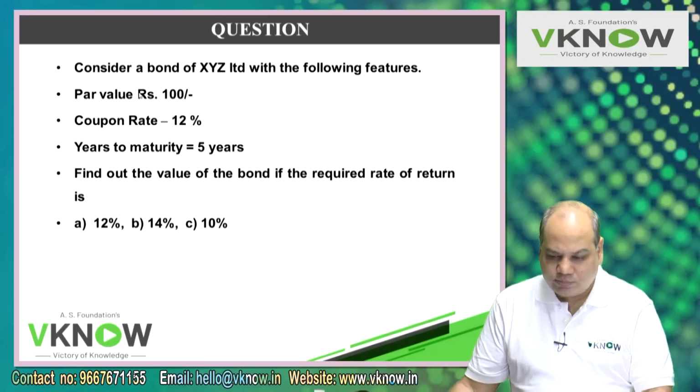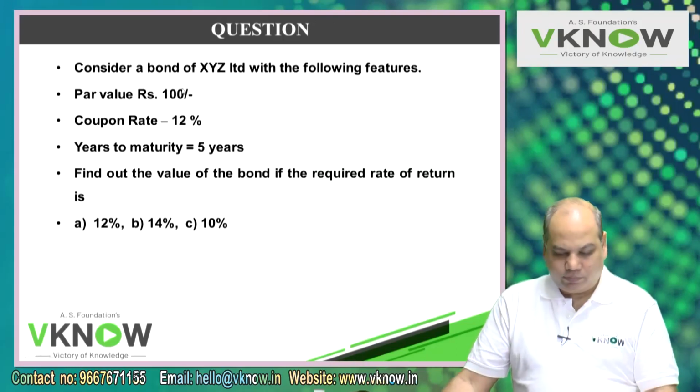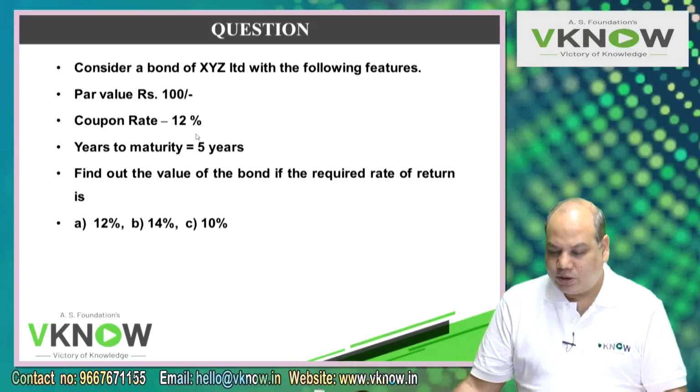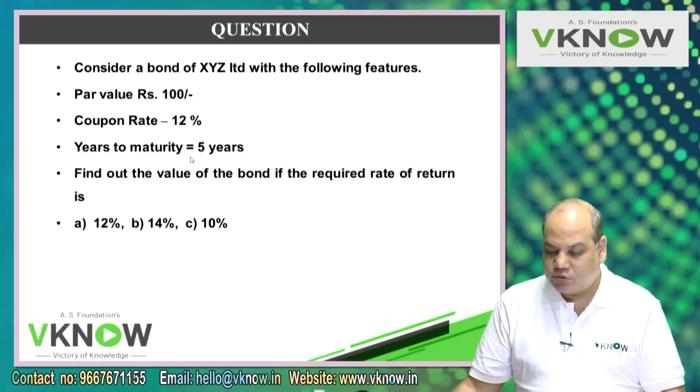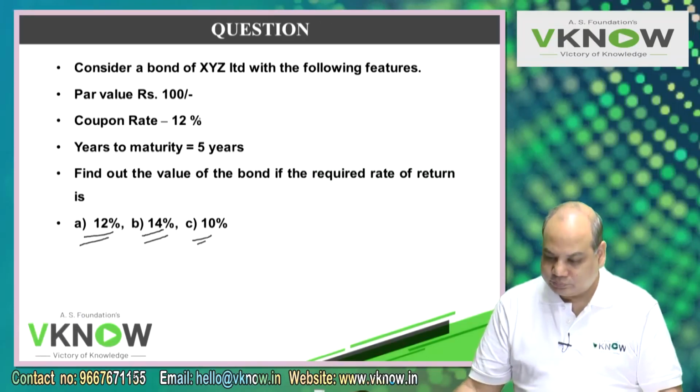So first you come to question number 1. Consider a bond of XYZ Limited with the following features. Par value rupees 100, coupon rate 12%, which means 12% of 100, 12 rupees will be paid every year, years to maturity 5 years. Find out the value of the bond if the required rate of return is 12%, 14%, 10%, which means I have to solve this question 3 times because 3 required rates of return are given.